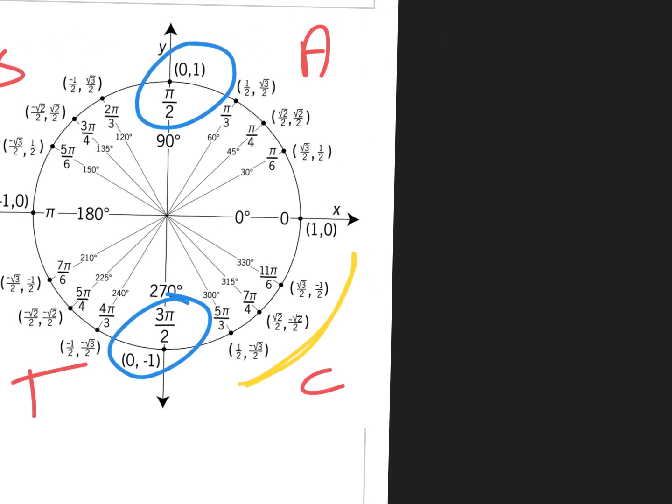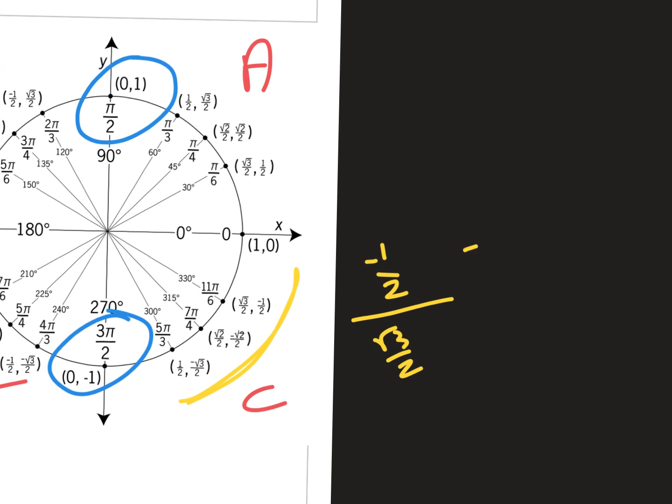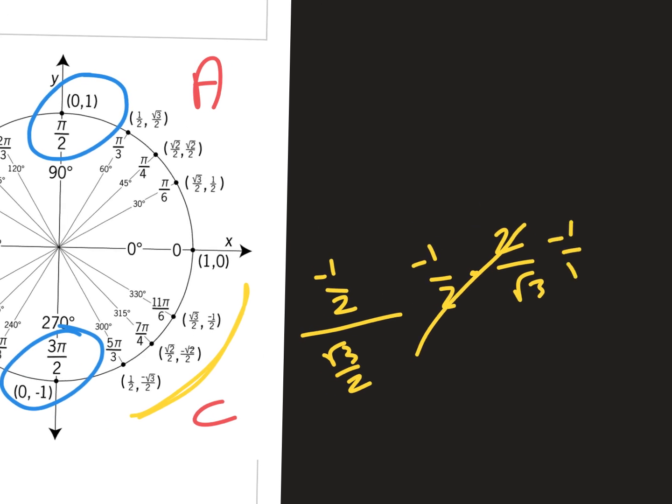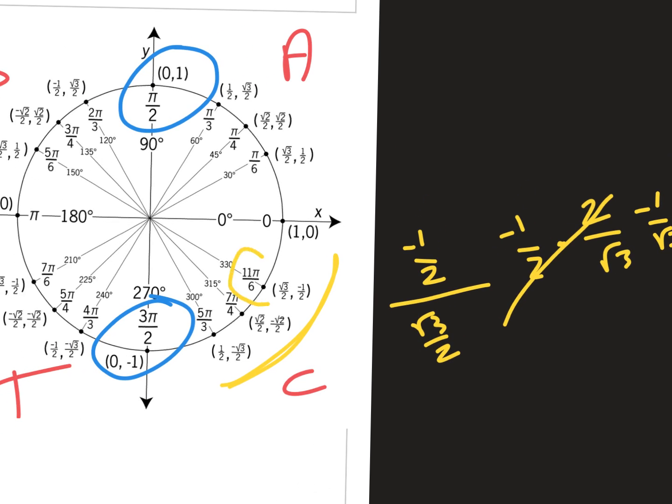I'm going to go ahead and take 11 pi over 6. If I take -1/2 and divide it by the square root of 3 over 2, how do we do this? We keep change flip. So -1/2 times 2 over the square root of 3. What happens to my 2's? They cancel. Then I'm left with -1 over the square root of 3. And then I rationalize. So -√3 over 3. Did I guess correctly? I surely did. So where is the angle that we're talking about here for this one? 11 pi over 6. Perfect.